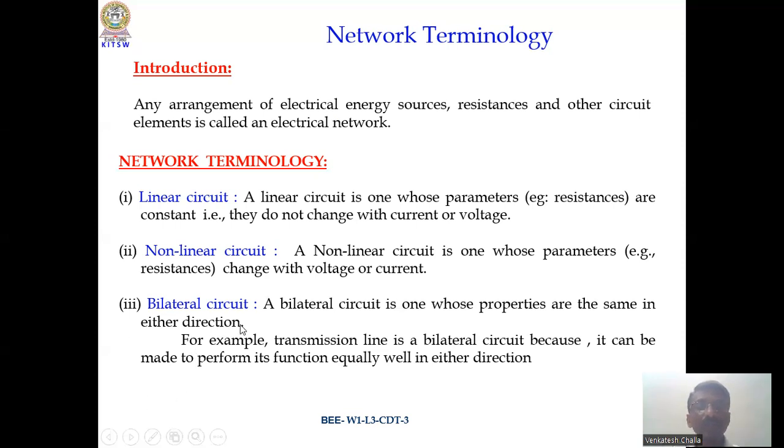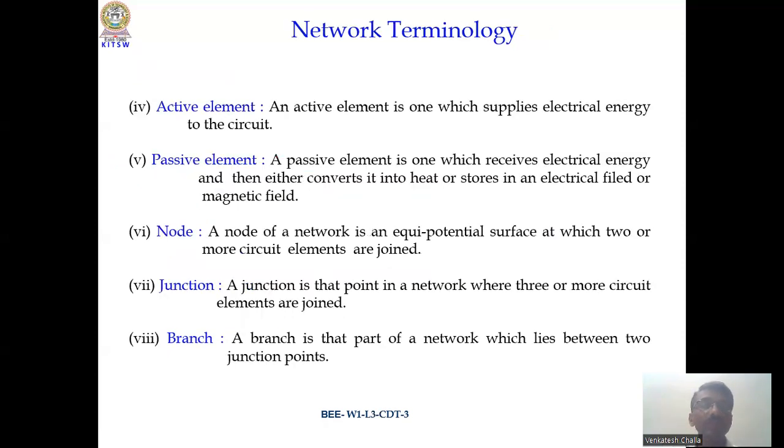Bilateral circuit. A bilateral circuit is one where the elements in the circuit carry the current in both directions and their behavior is the same. Their properties will not change depending on the direction of the current. For example, we have a resistor. The resistor value is 10 ohms, whether the current flows from left to right or right to left.